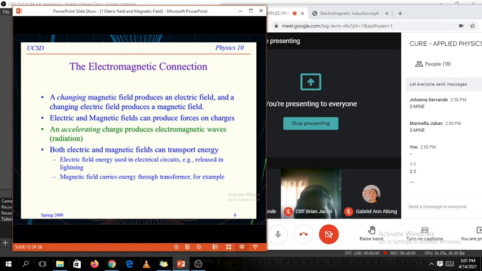So later on, they were able to further prove that there is an electromagnetic connection. A changing magnetic field produces an electric field, and a changing electric field produces a magnetic field. And EM fields can produce forces on charges. And when they move at a rapid or accelerating rate, they produce electromagnetic waves, or what we call radiation. In the EM spectrum, correct, it was already discussed. It is called the EM spectrum because they both have an electric field and a magnetic field.